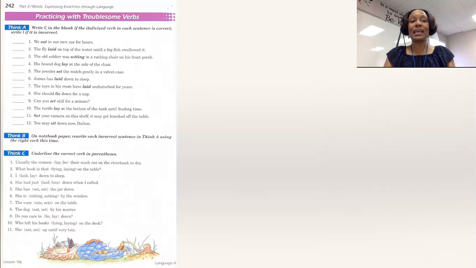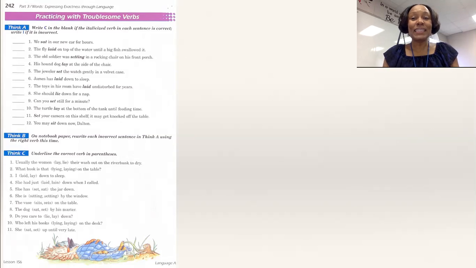At the very top for think A, it's asking you to write C in the blank if the italicized verb in each sentence is correct, and I if it is incorrect. So let's do the first couple of examples together. Number one says, we sat in our new car for hours. That is correct, so you'd simply write a C on the blank provided for number one. Number two says, the fly laid on top of the water until a big fish swallowed it. Oh, no. Well, that is not correct, so you would write I on the blank provided. The correct verb in that sentence should be lay. It should say the fly lay on top of the water until a big fish swallowed it.